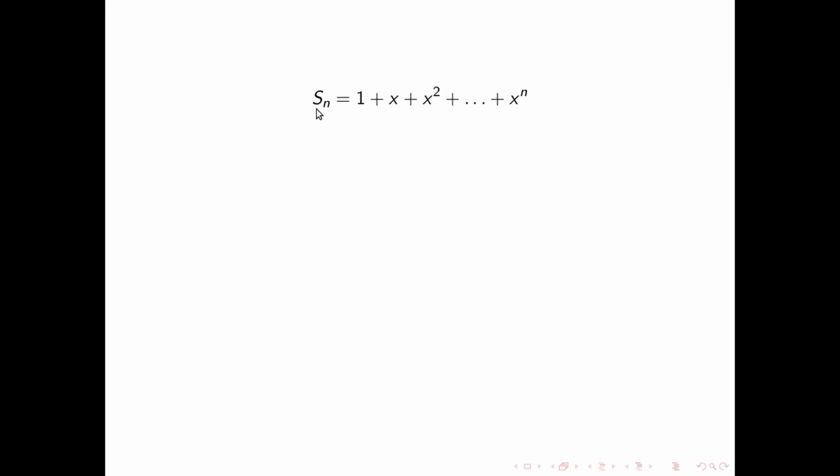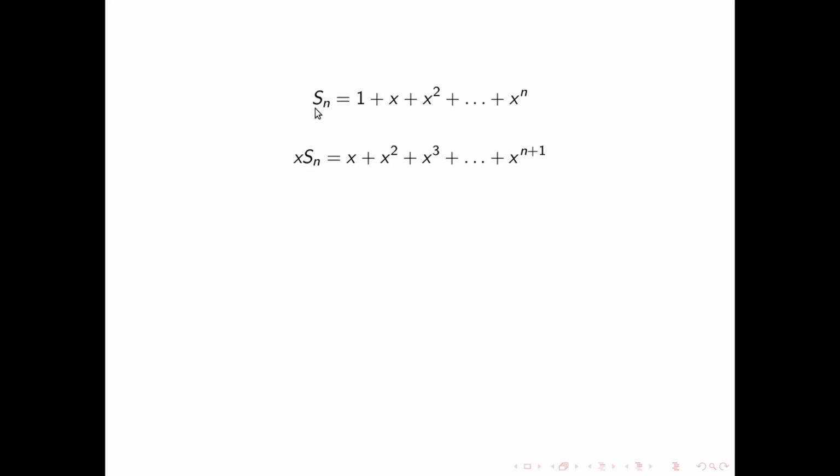Now let's start by giving a name to this finite sum, which we called before Sn. We're going to start by multiplying everything by x. The result of that will be xSn equal to 1 times x, which is x, x times x, which is x squared, x times x squared, which becomes x cubed, and so on for each term until x^n becomes x^(n+1).